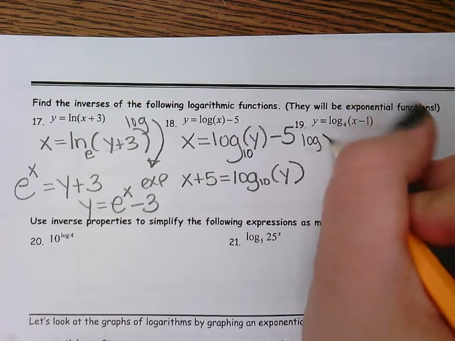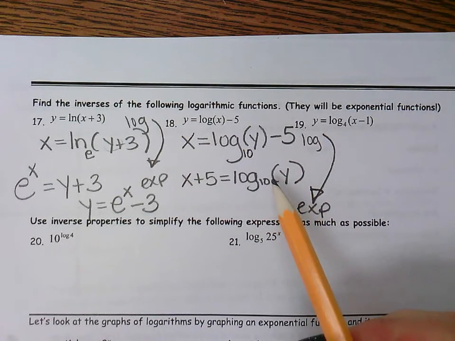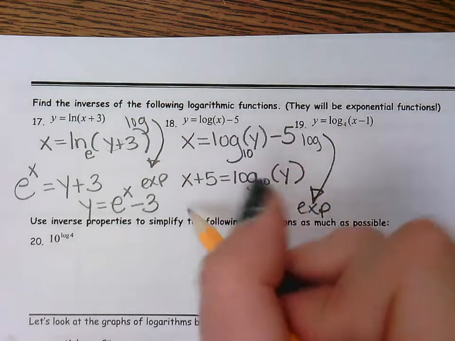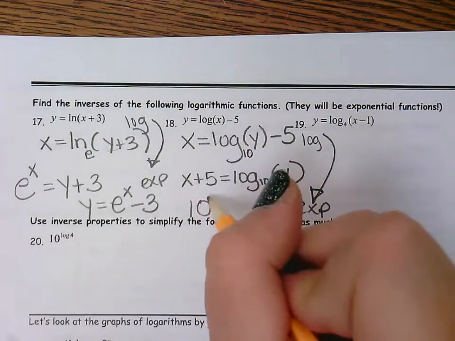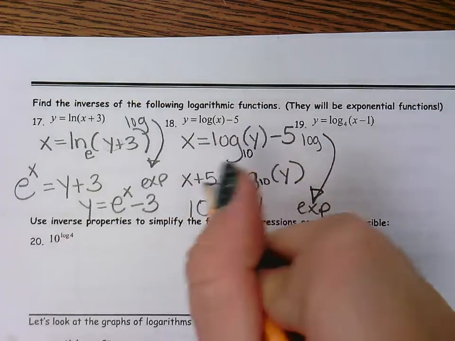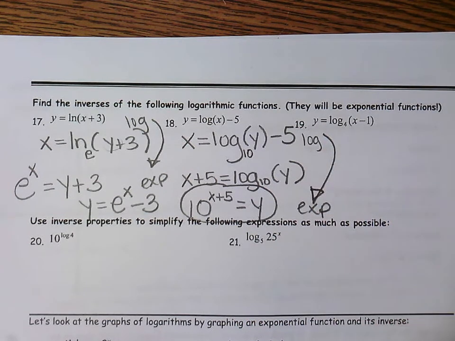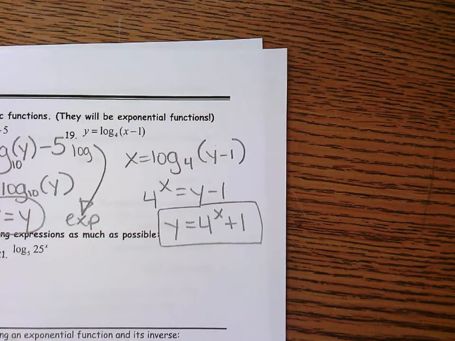When you start in log form, you need to end in exponential form. So my function, if the base is 10, my new base is going to be 10 raised to the x plus 5 power equals y. So I've changed form, and now I have a y equals function. So could you try 19 for just a minute on your own for this last function? And when you're finished, you're going to look up and see if you got the right answer, and hopefully you did. And that is where we're going to end for today, is inverses.